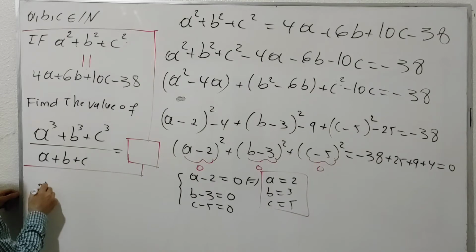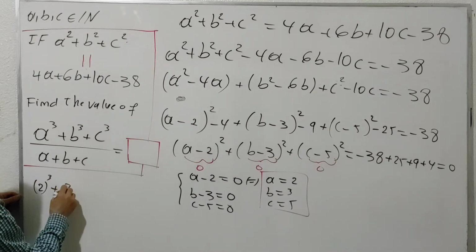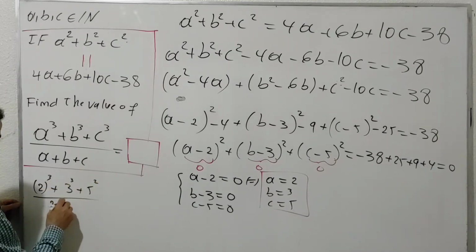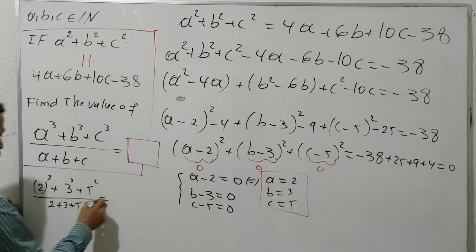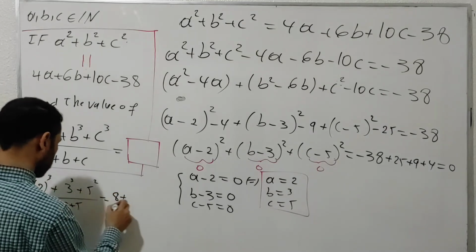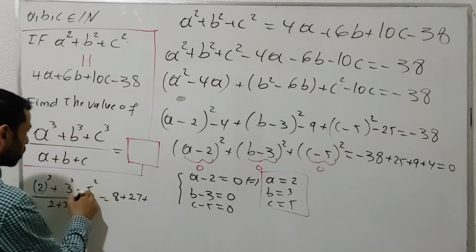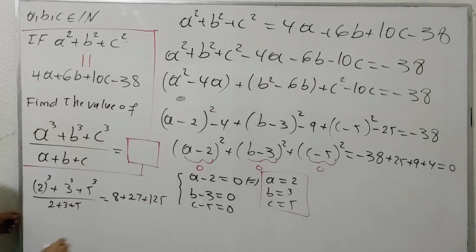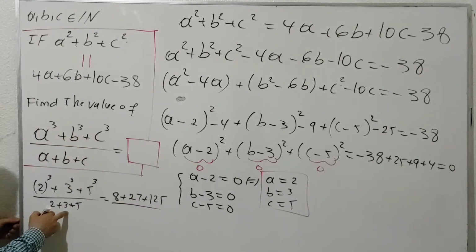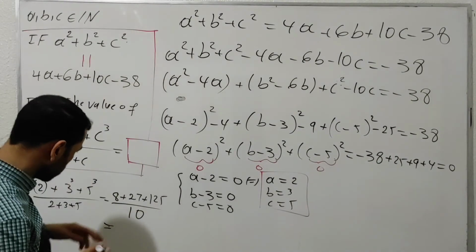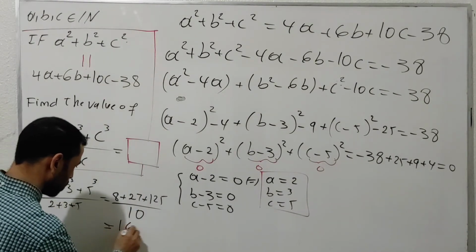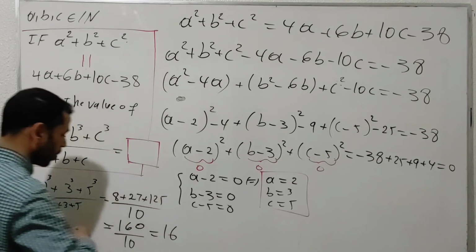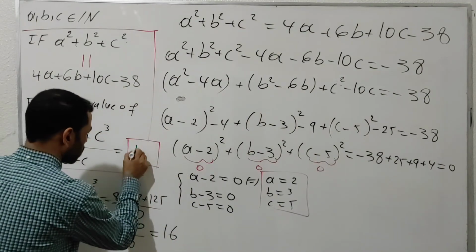So I will have 2 cubed plus 3 cubed plus 5 cubed divided by 2 plus 3 plus 5. 2 cubed is 8, 3 cubed is 27, and 5 cubed is 125. This is divided by 2 plus 3, which is 5, and 5 plus 5, which is 10. If you calculate this, it gives 160 over 10, which is 16. Now I found the value of this fraction, which is 16.